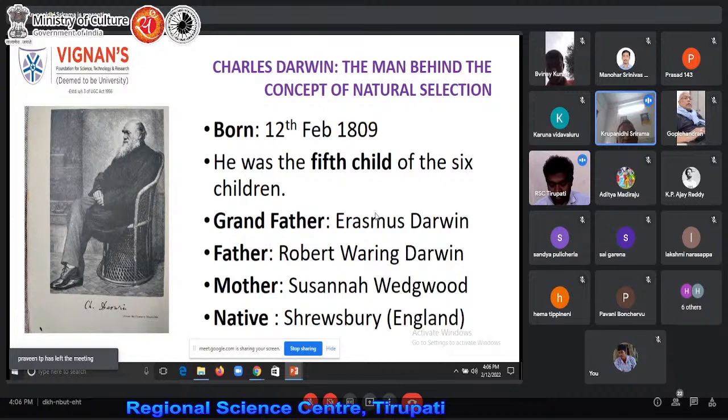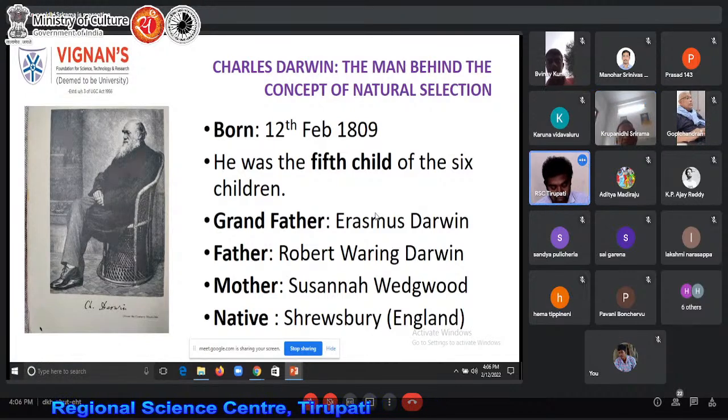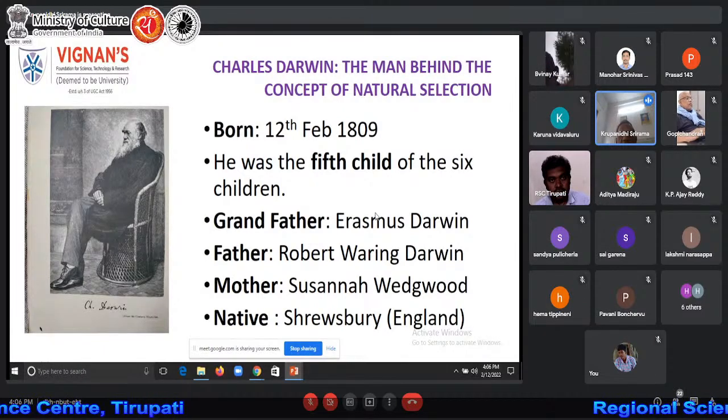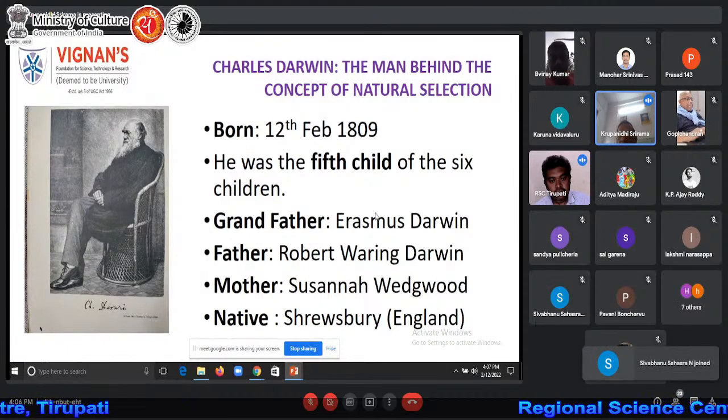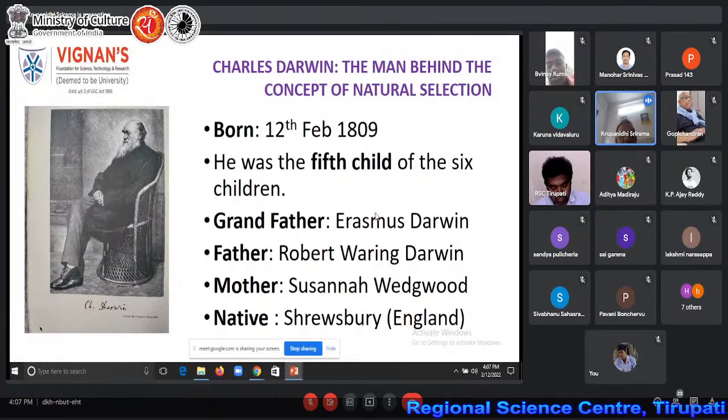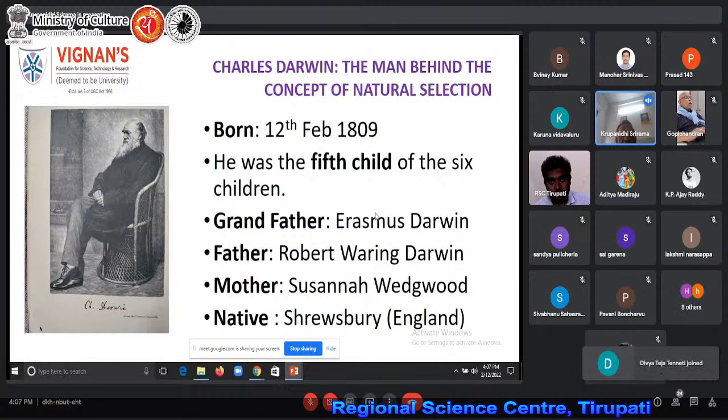He was the fifth child of his parents, who were blessed with six children. His grandfather was a medical professional, Erasmus Darwin. His father was also a medical doctor, Robert Waring Darwin. His mother was Susanna Wedgwood. Darwin's family and the Wedgwood family had a lot of interaction, intertwined, and they belonged to Shrewsbury in England.